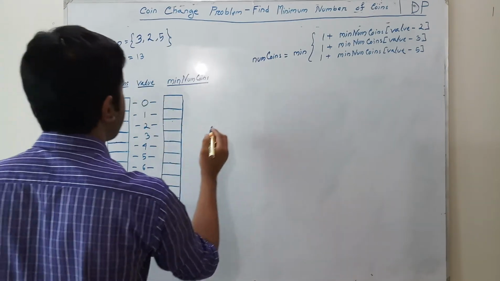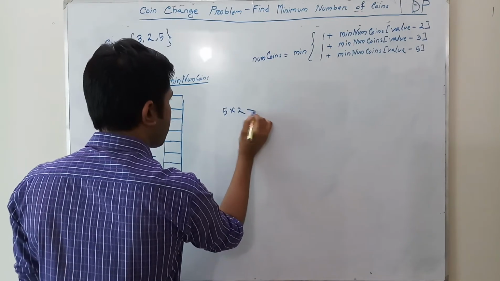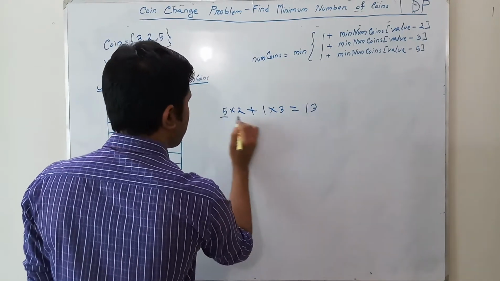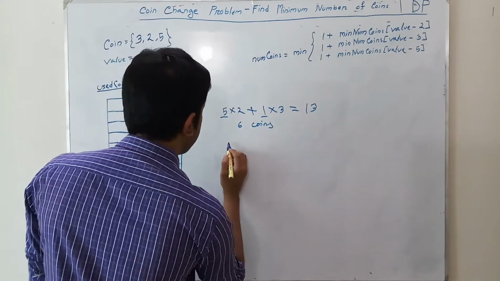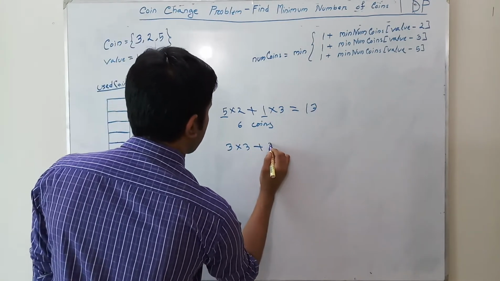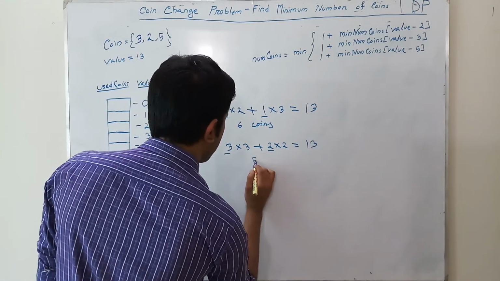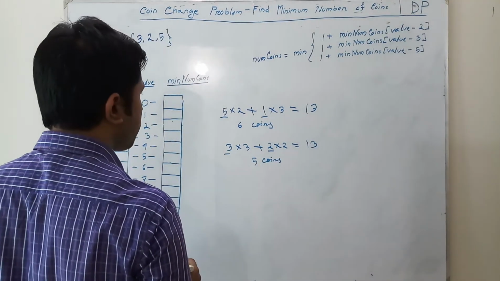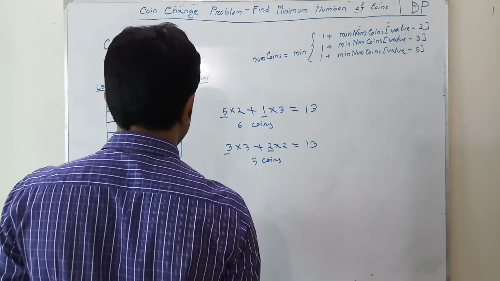We can make the value 13 using 5 coins of 2 plus 1 coin of 3, which equals 13. Here we have used 5 plus 1 equals 6 coins. We can also make 13 using 3 coins of 3 plus 2 coins of 2, which equals 13. Here we have used 5 coins. So the problem is, which coins should we take to make the value using the minimum number of coins.